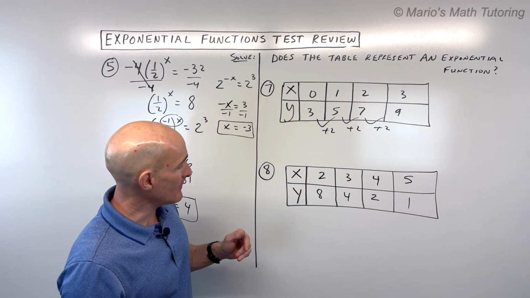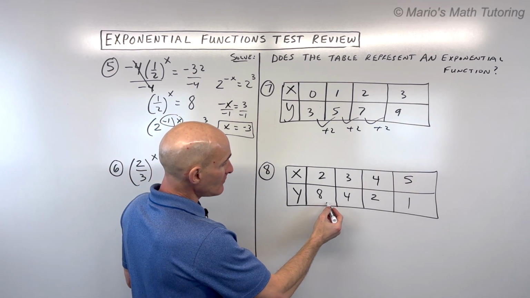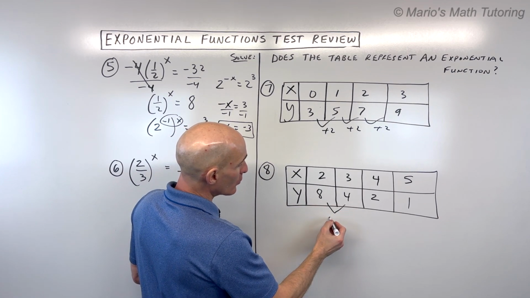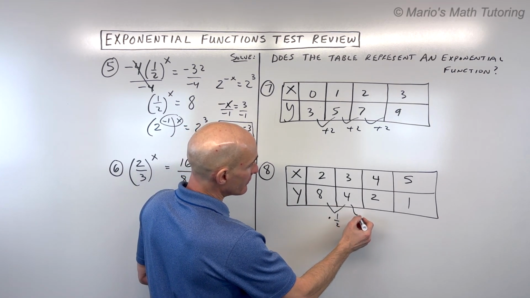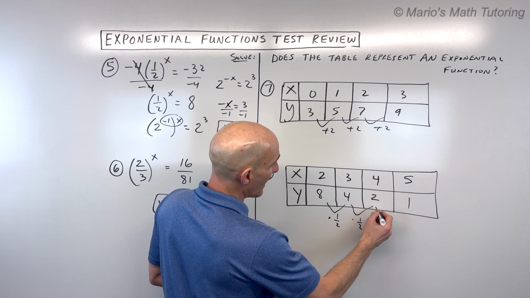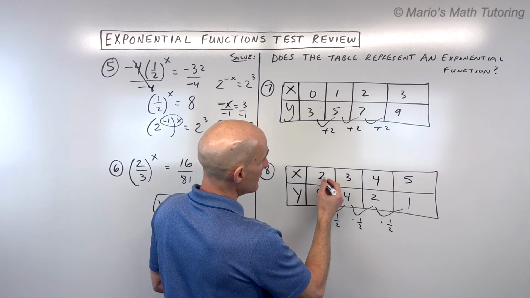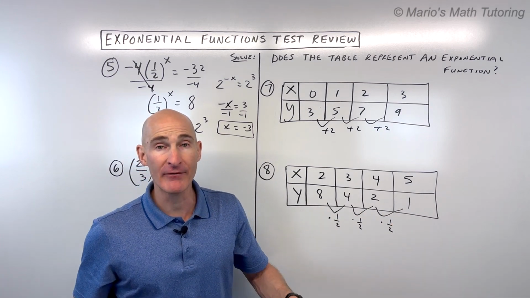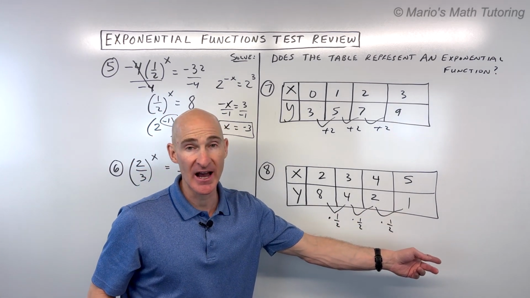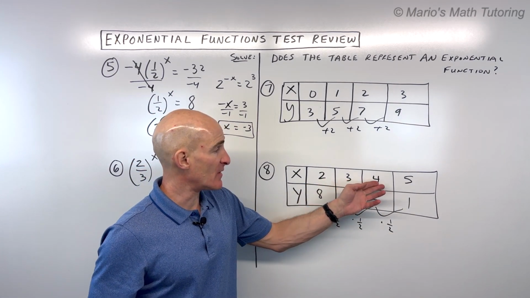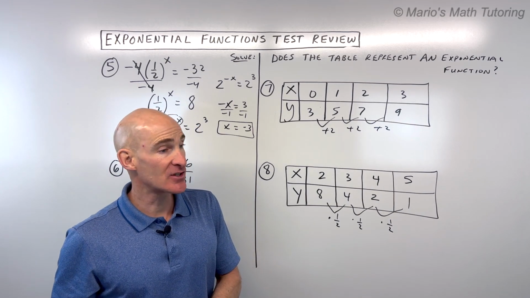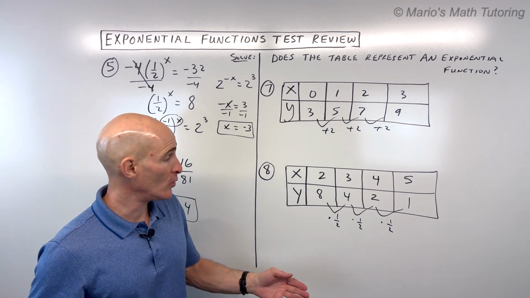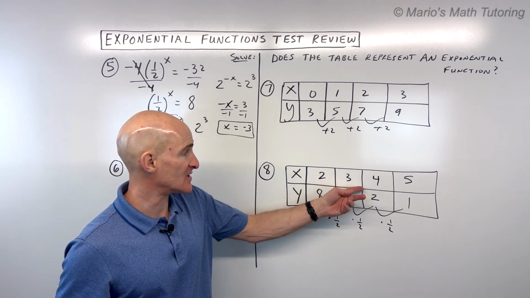For number 8, what do you think about this one? Well, here it looks like we're multiplying by 1/2. Here we're multiplying by 1/2. Again, the x's are just going up by 1 each time, but we're multiplying by 1/2. When you multiply by the same thing each time, with equally spaced x values, that's going to be an exponential function with base 1/2 in this case, because we're going up by 1.